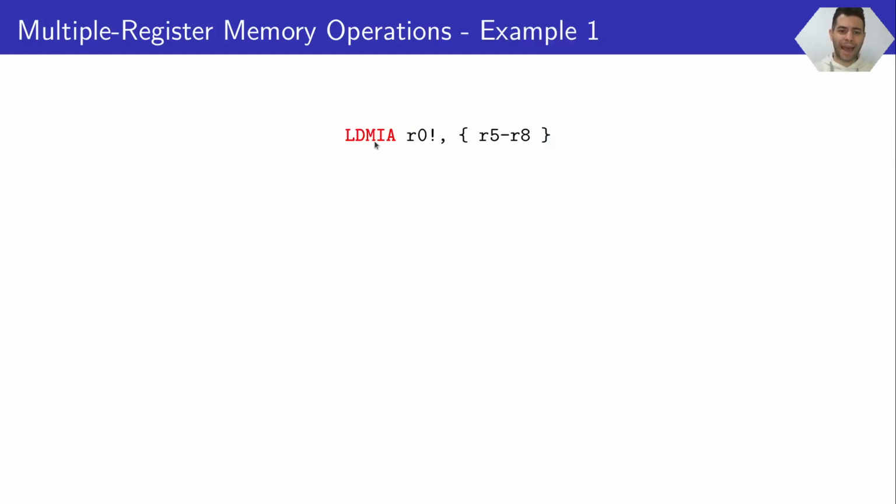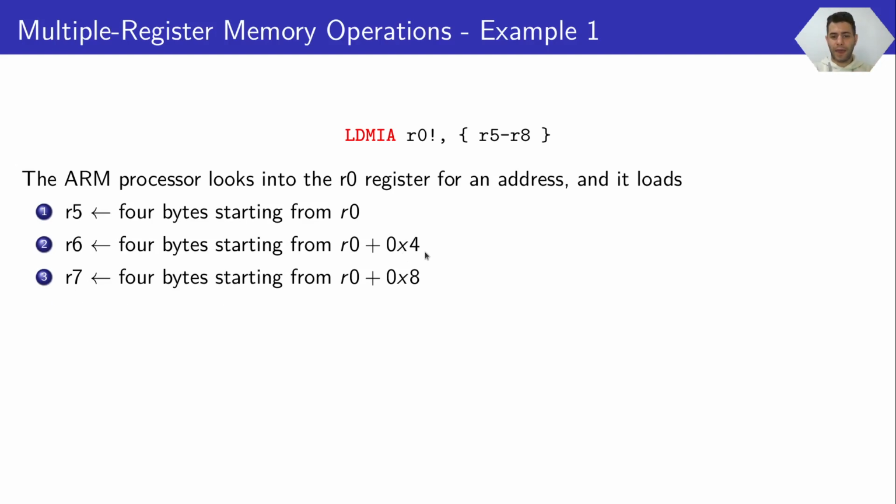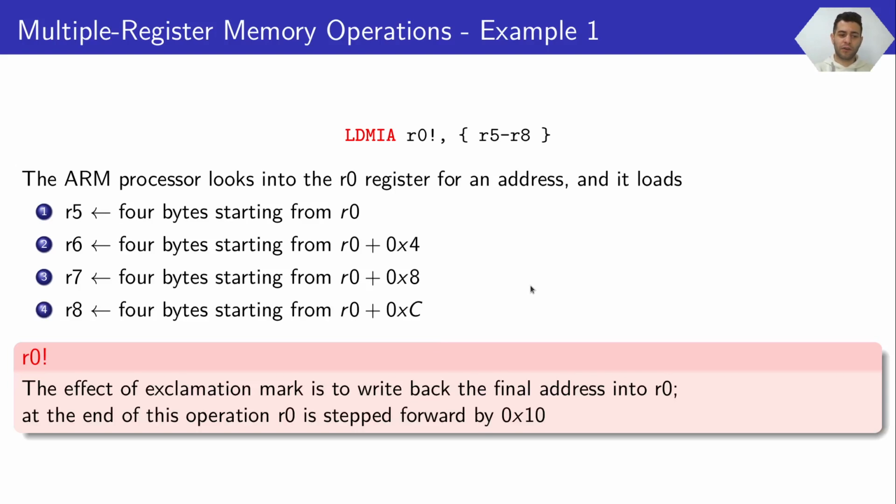Example 1, LDM increment after R0 exclamation mark, so updated at the end of the computation, R5 to R8. This is a range. So the ARM processor will look into the R0 register for an address, and it will load into R5 the 4 bytes starting from R0. Then the 4 bytes from R0 plus 4, 8, and C into R8. At the end of the computation, R0 is updated, and it will be stepped forward by 16 bytes.